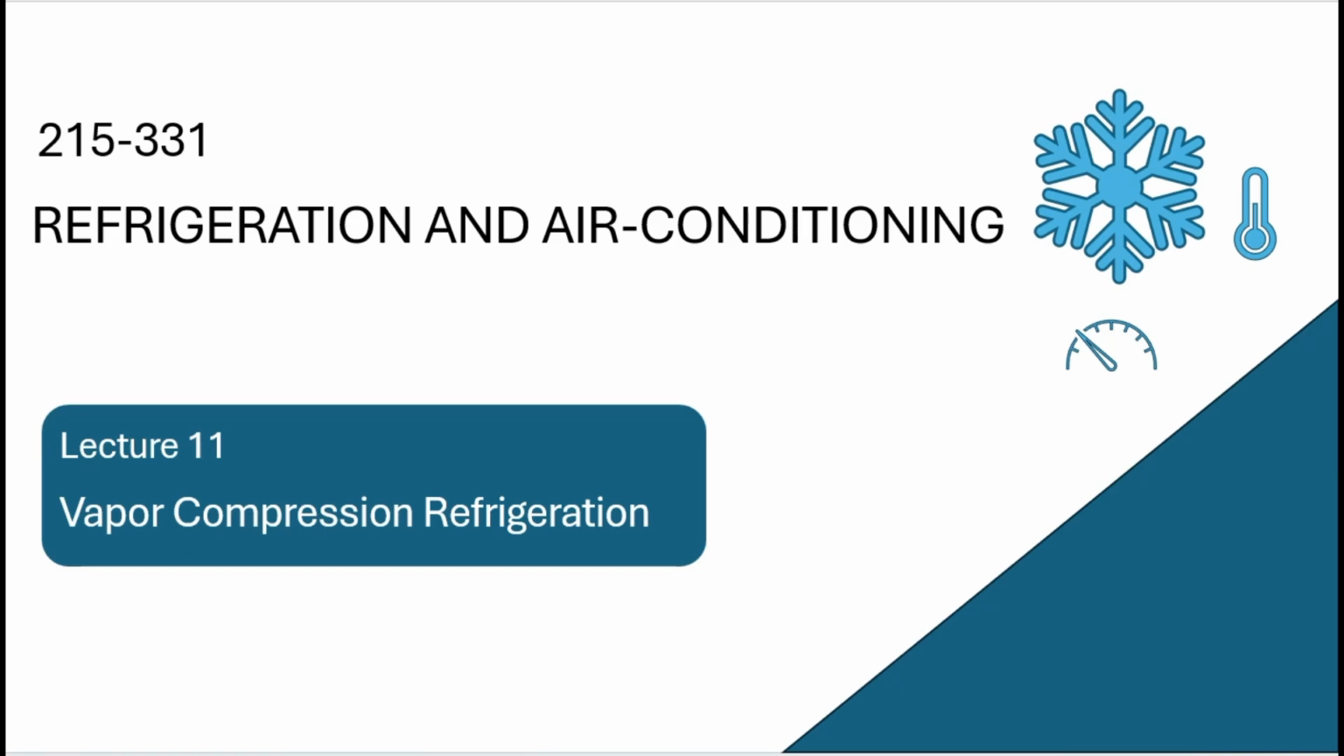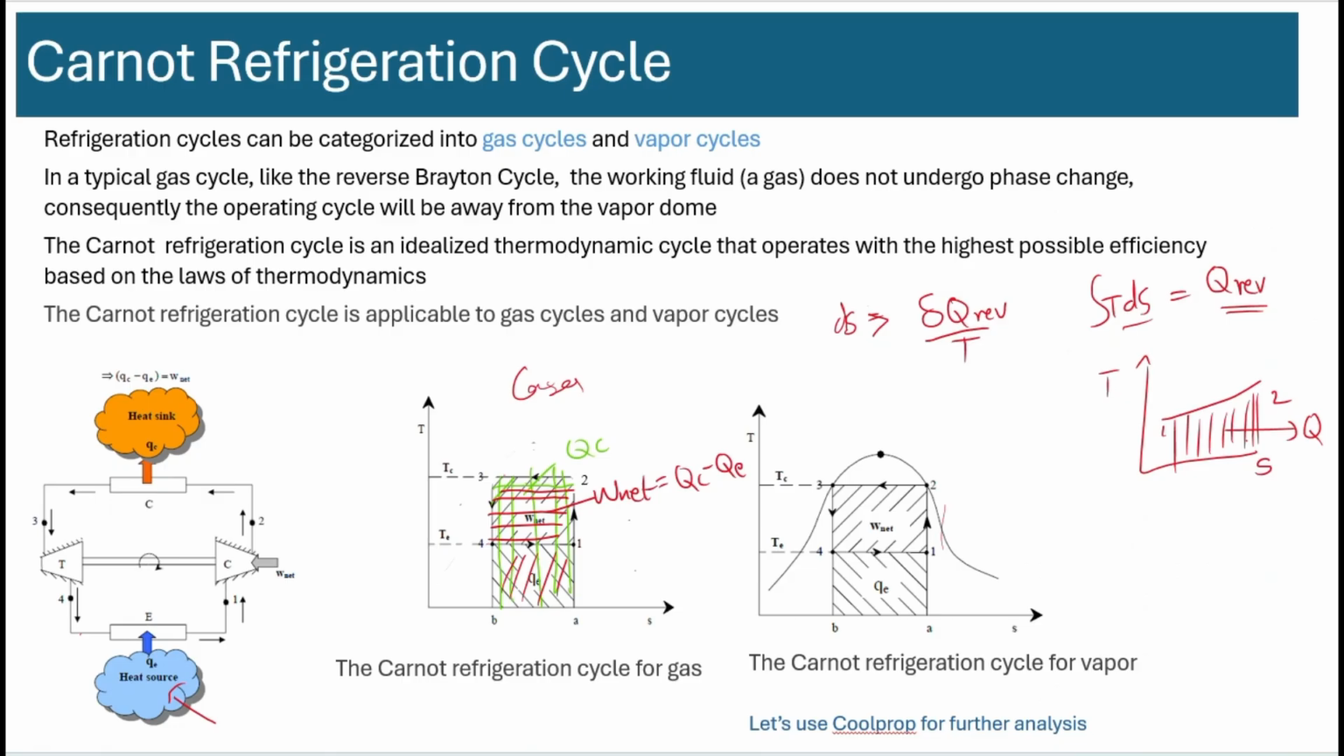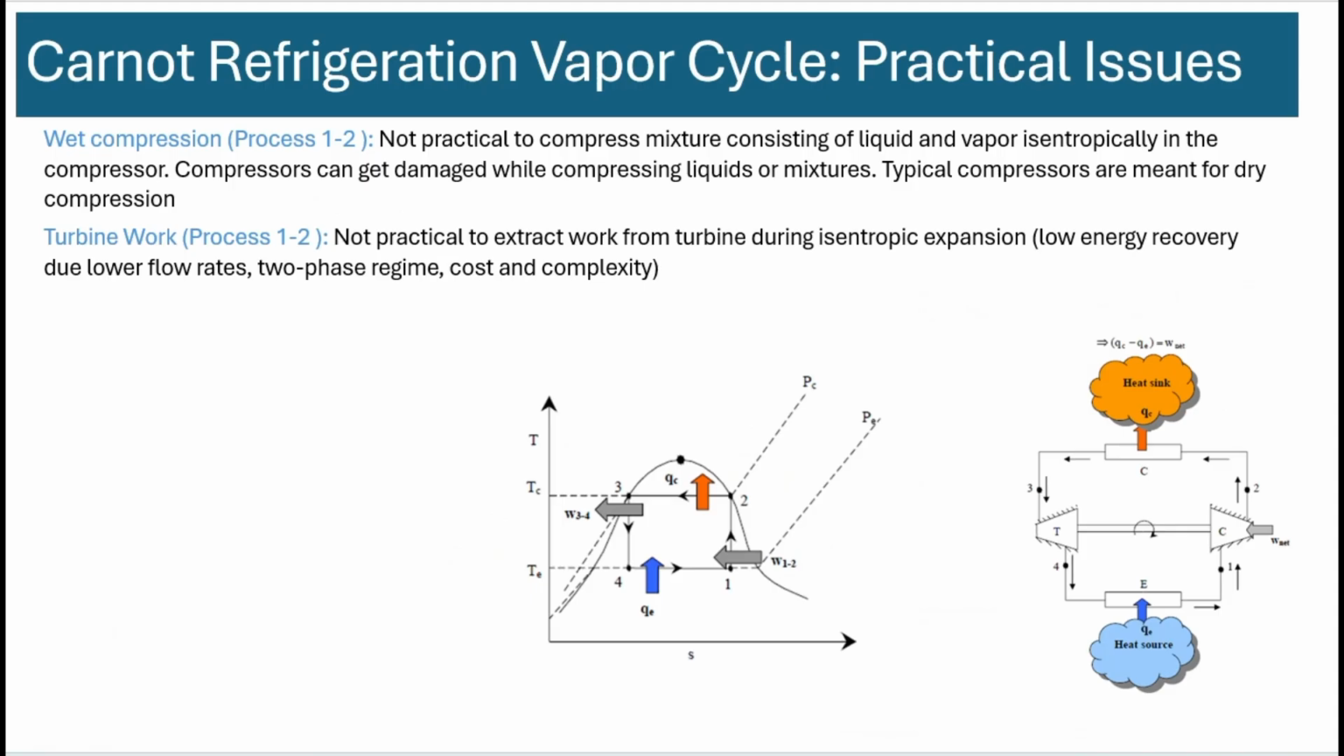Okay, let's go back to our lecture. Now, we looked at the Carnot refrigeration cycle, and what we just explained, of course, will not happen in a practical scenario because Carnot cycle has several ideal processes like isentropic compression and expansion. Those things are not very practical anyway.